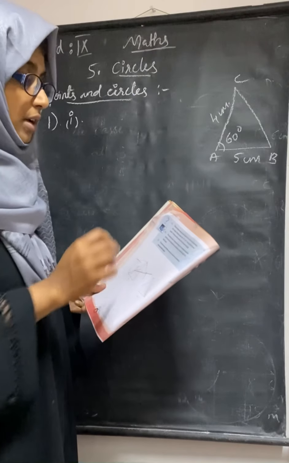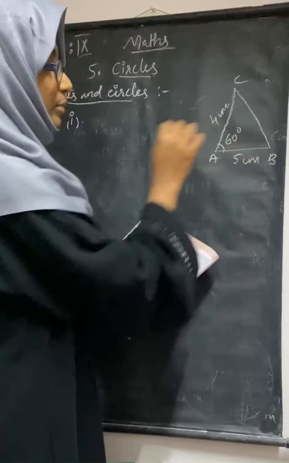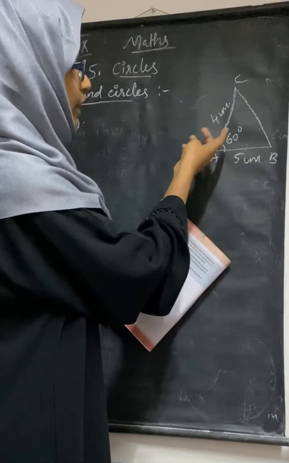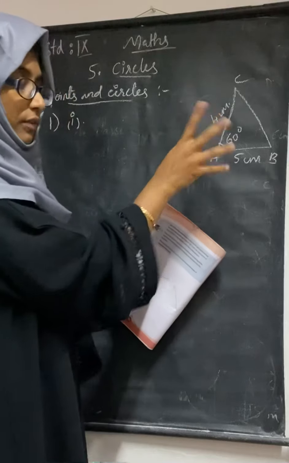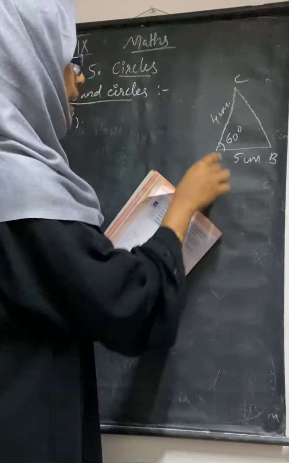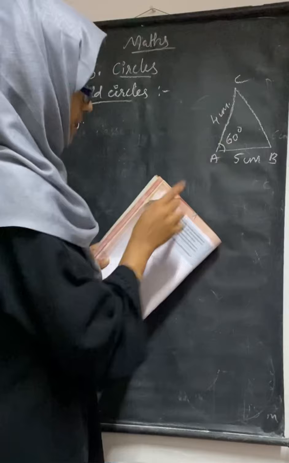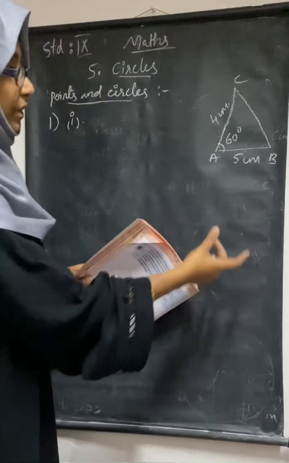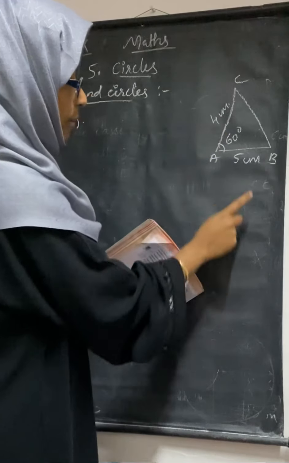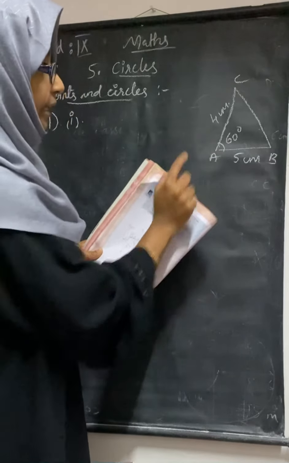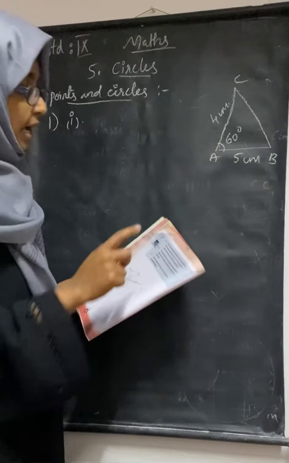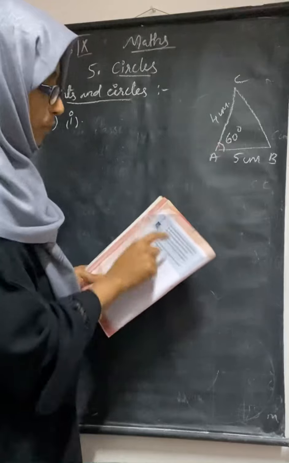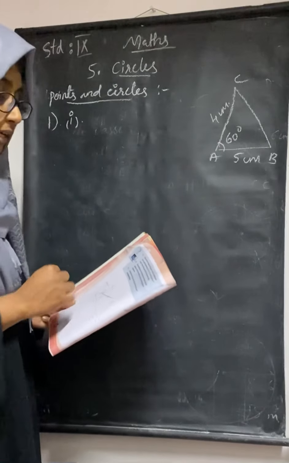Draw 3 triangles. The first triangle I am showing roughly here, with the 2 sides 4 and 5. You can choose 4 here or 5 here, that is your choice. The angle between them is 60 degree. So this is your first triangle. The next triangle will also have 4 and 5, but the angle between them will be 90 degree. The third triangle will be 4 and 5 only, but the angle between them will be 120 degree. So you have to draw the 3 diagrams.